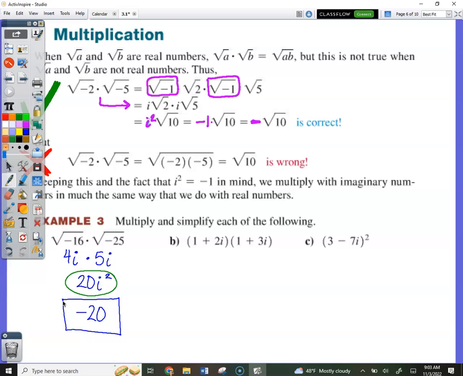Now, where did it come from? We'll come over here and show you where it came from. It came from 20 times -1. That's where it came from.